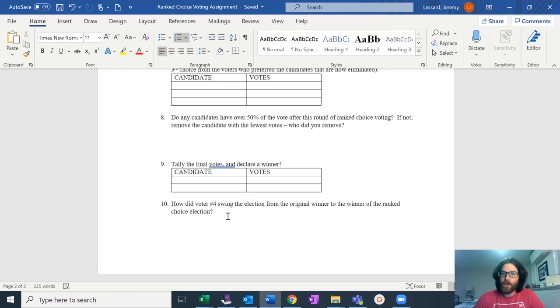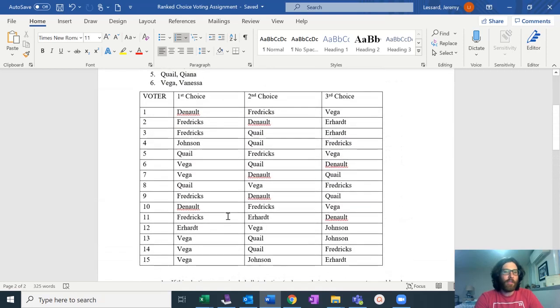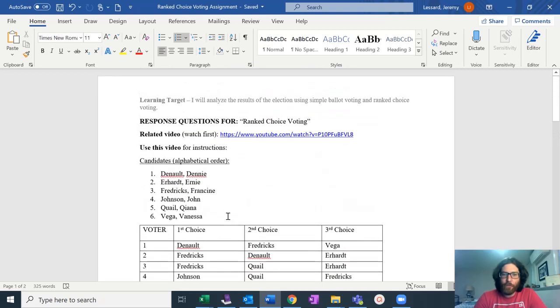So I'd love to see you complete this assignment and see if you can learn a little bit more about ranked choice voting. I think that it is a very good way of voting, as it allows people to have a little bit more say in the election, even if their original candidate is not chosen.